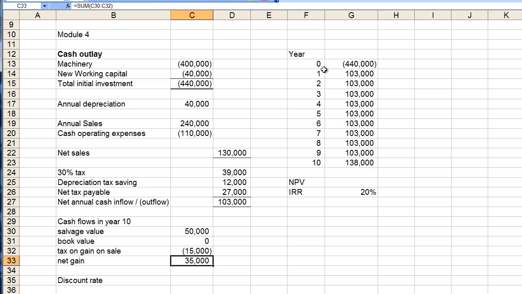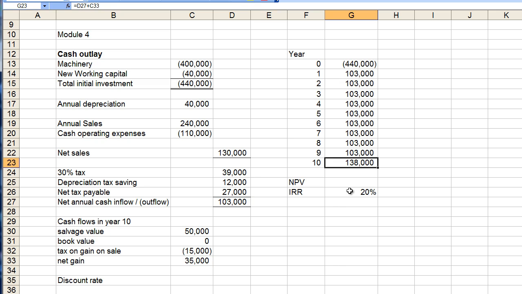So, coming over here, I have my initial outlay, which is $440,000. I have my annual cash flows, which is this figure over here, of $103,000, and that fills all the way down except for year 10, where I have $103,000 plus the salvage value. That's going to come in as a terminal payment there, the salvage value coming in to add to my annual cash flow.